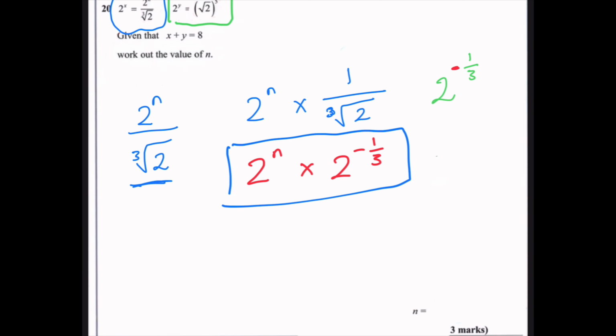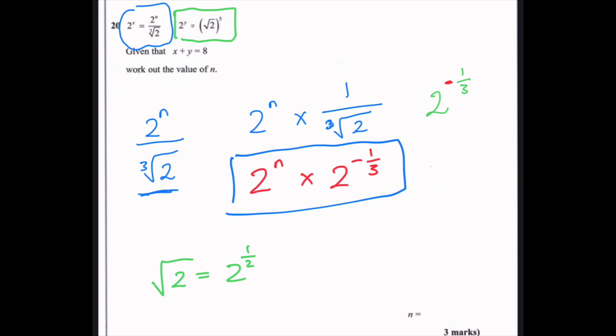So 2 to the power of y equals the square root of 2, which is 2 to the power of 1/2. So then we have 2 to the power of 1/2 times by 5, which is 2 to the power of 5 over 2. So from this we know y equals 5 over 2.